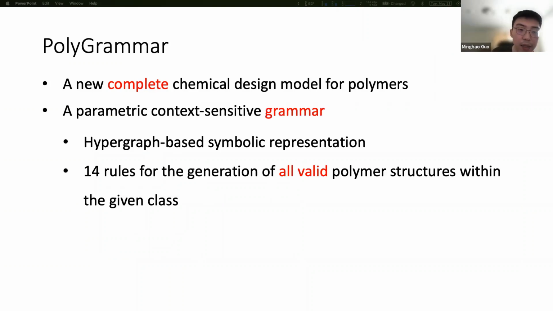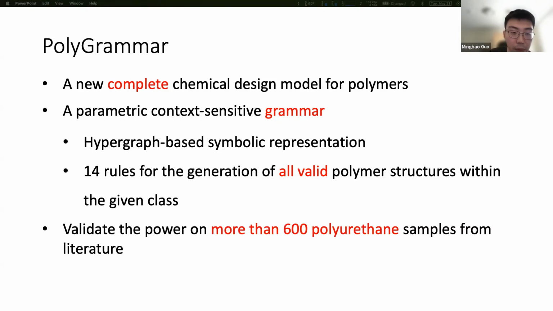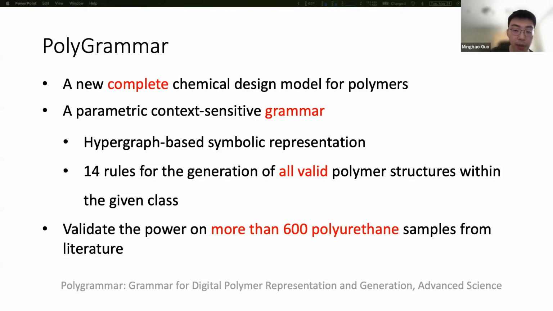It is a parametric context-sensitive grammar, to which we add 2 more features, and it's based on a hypergraph-based symbolic representation. This PolyGrammar consists of only 14 rules and can generate all valid polymer structures within the given class. We further validated this on more than 600 polyurethane samples from the literature. This is an extension of previous academic work, and is published as a journal paper.